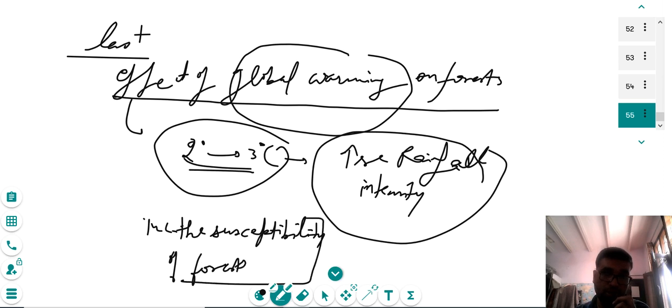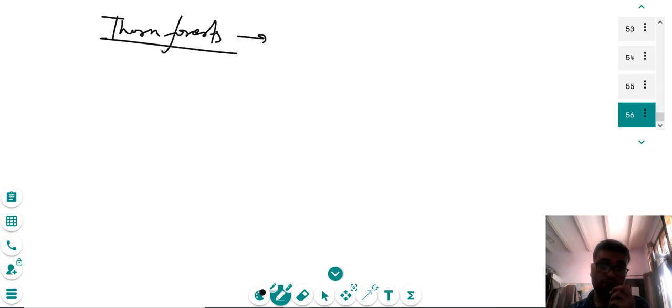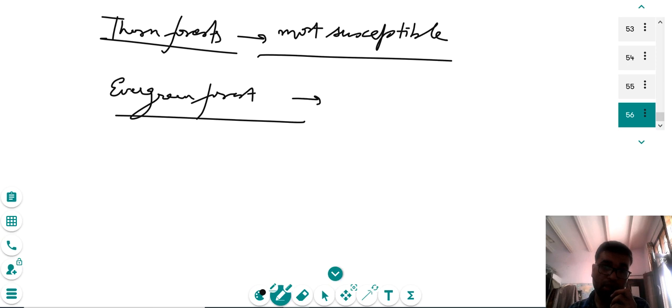Now the susceptibility of different types of forest to climate change is different. For example, the thorn forests are most susceptible. Okay, and the least susceptible are the evergreen forests. They are least susceptible to the climate change.